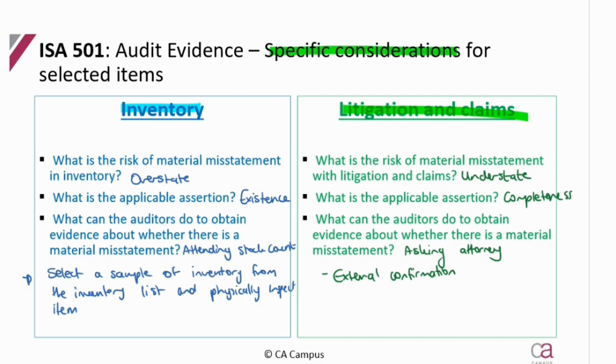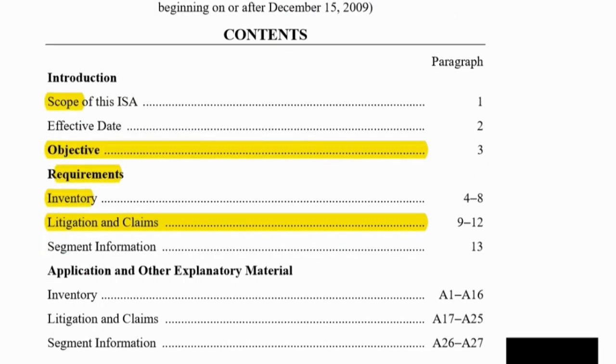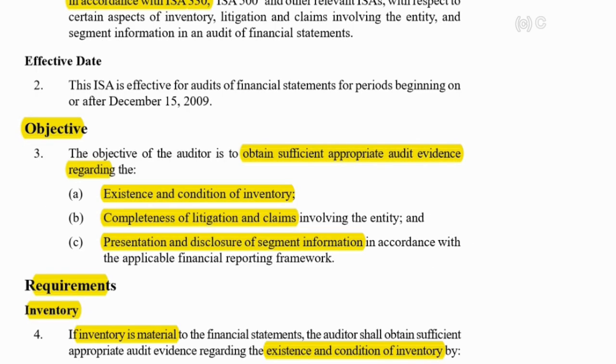Okay, so let's go have a look at ISA 501. So here's the standard, and here we can see for under requirements, they've split it nicely. We've got to look at inventory, we've got to look at litigations and claims, and segments information. Okay, so here it says you need to get evidence about the existence and condition of inventory and the completeness of litigations and claims. For segments information, it's the presentation and disclosure.